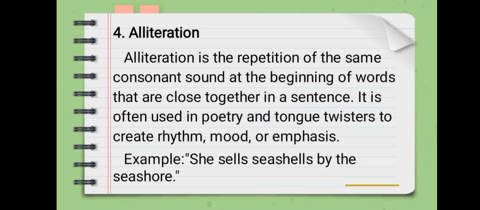Next is alliteration. Alliteration is the repetition of the same consonant sound at the beginning of words that are close together in a sentence. It is often used in poetry and tongue twisters to create rhythm, mood, or emphasis. For example, she sells seashells by the seashore. The repetition of S sounds ties the phrase together, making it catchy.